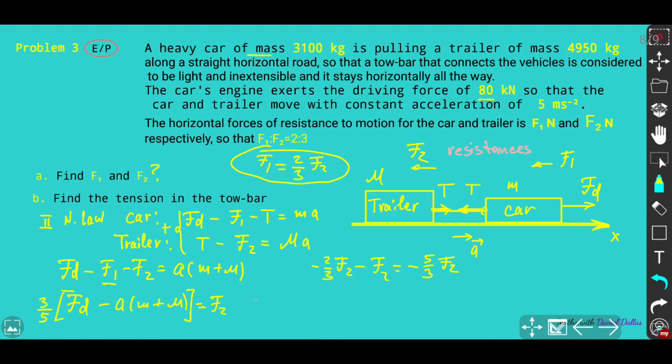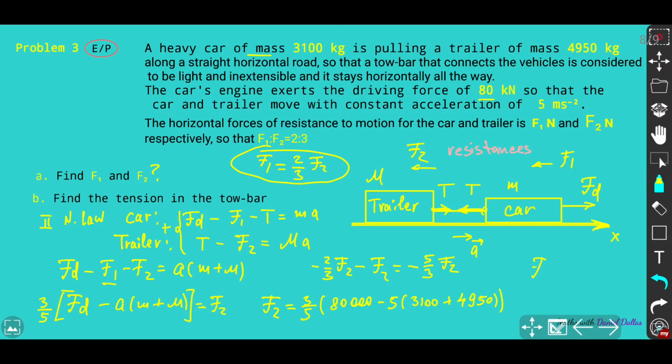calculate F2. Let's plug the values, so we'll get 3 over 5, so we'll get 87 minus acceleration 5 times the total mass, which is simply the result of that. So I'll write 300 plus 4950. Okay, that's going to be the final expression in terms of values. And once we do, we'll calculate that.